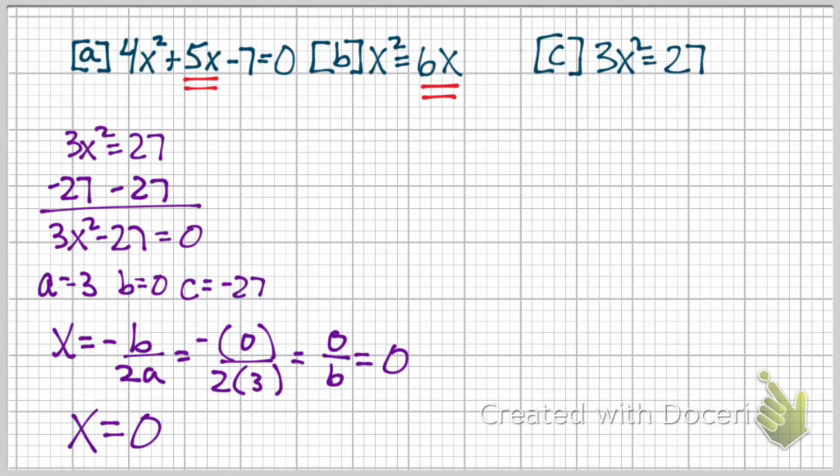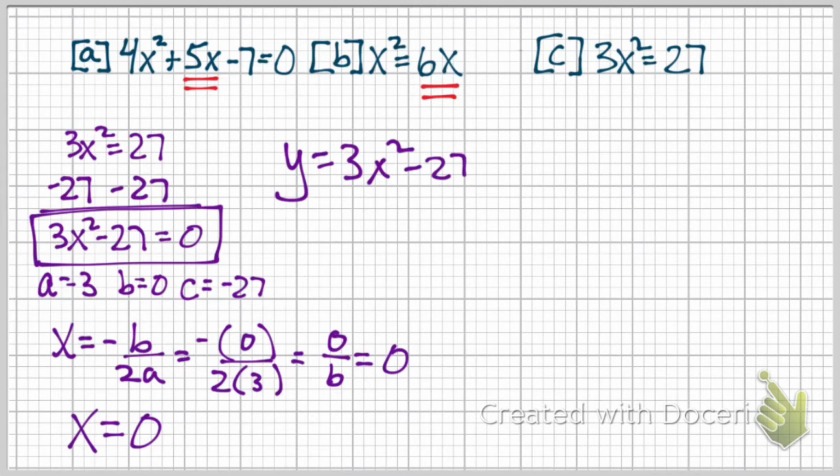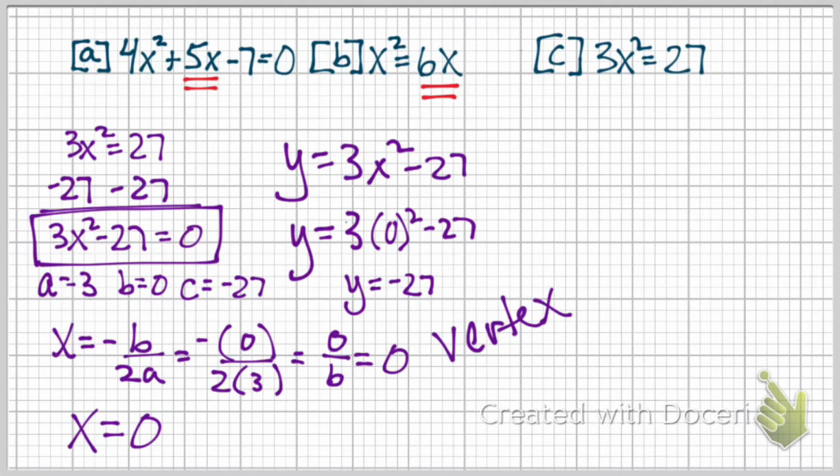Now to find my vertex, I need to use the related function. In standard form, my equation was 3x squared minus 27 equals 0. So the related function is y equals 3x squared minus 27. And if I go y equals 3, and now I know my x value is 0, I'll have y equals 3 times 0 squared minus 27, and that comes out to negative 27. So my vertex is at 0, negative 27.